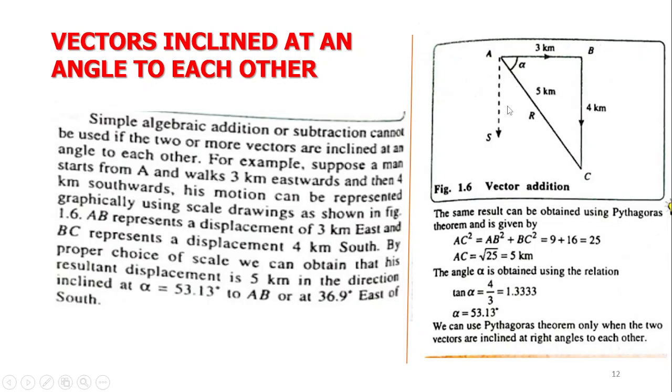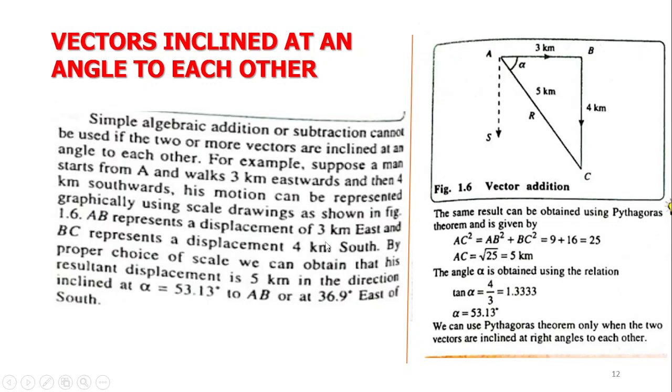So now let's look at this diagram here. Suppose a man starts from A, here is the point, and walks 3 kilometers eastwards, which is here, and then 4 kilometers southwards, which is here. His motion can be represented graphically using scale drawings.